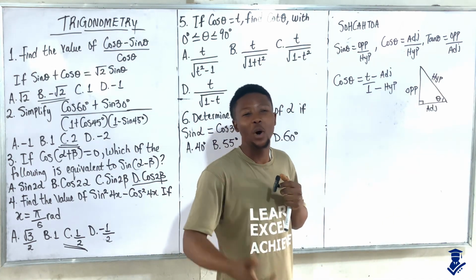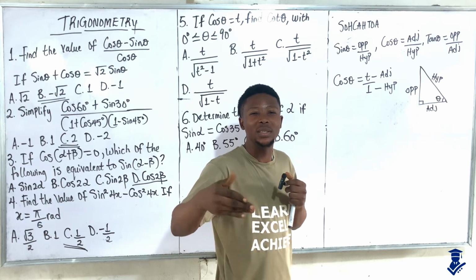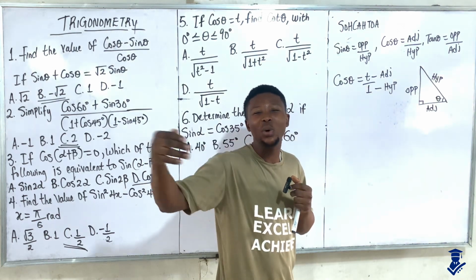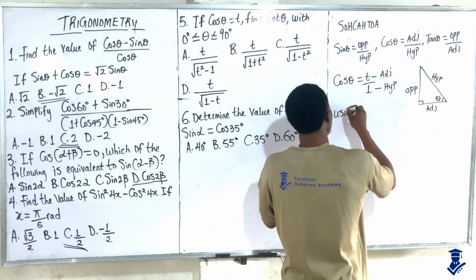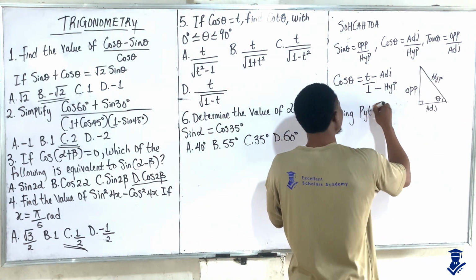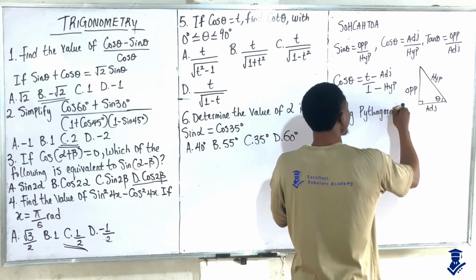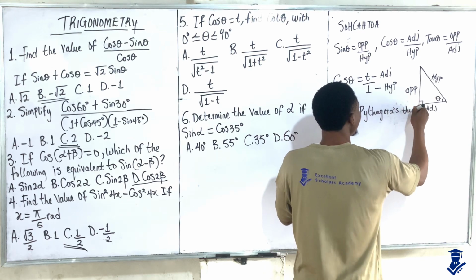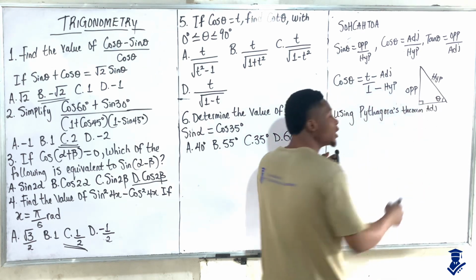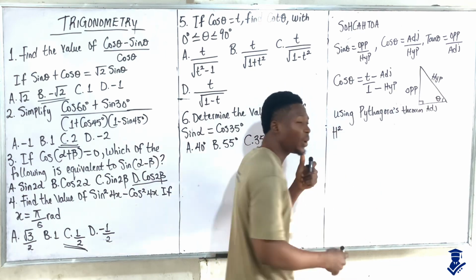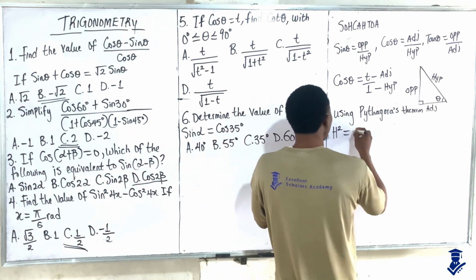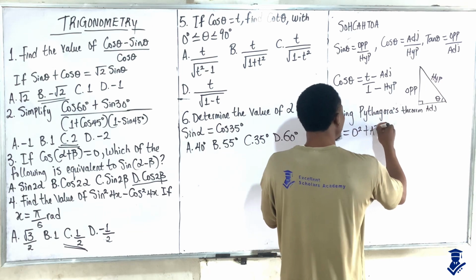Now, how can we find the opposite? We can find the opposite using Pythagoras theorem. So, what's Pythagoras theorem? Pythagoras theorem says that the hypotenuse squared of a right angle triangle is equal to the opposite squared plus the adjacent squared.